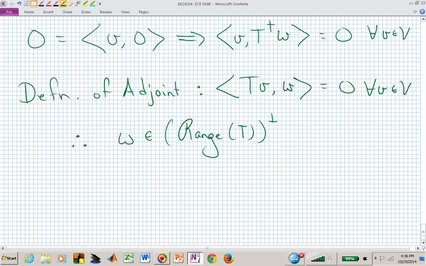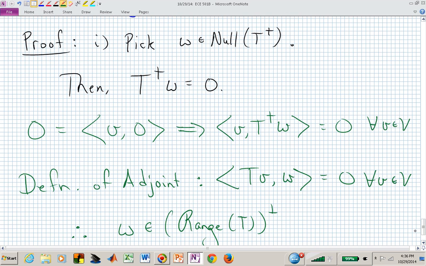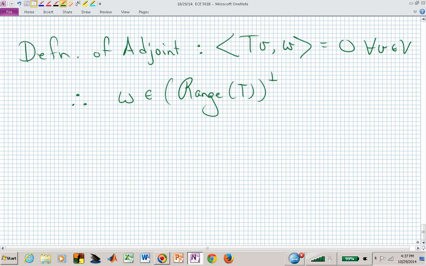But where did we start with W to begin with? W was in the null space of T dagger. And now we've concluded that every W that's in the null space of T dagger is in the orthogonal complement to the range of T, so that now those two are the same.